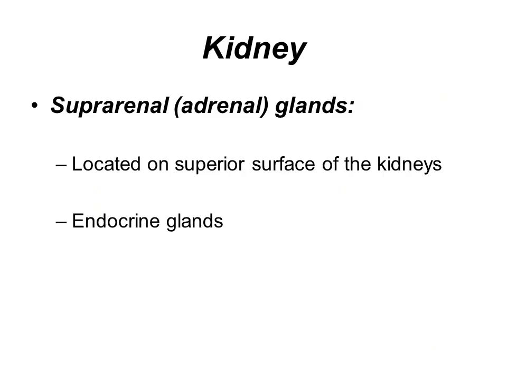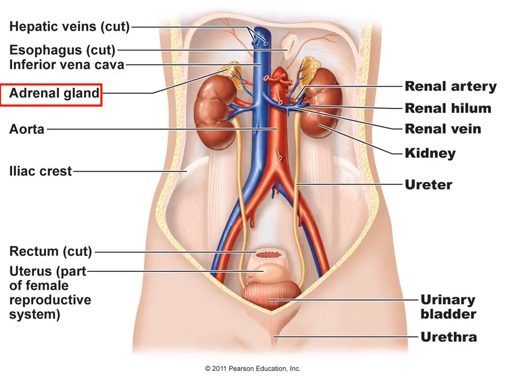entries. The adrenal glands are on the superior surface, on top of the kidneys. Remember, you've already studied those. They're the endocrine gland, once again shown here.